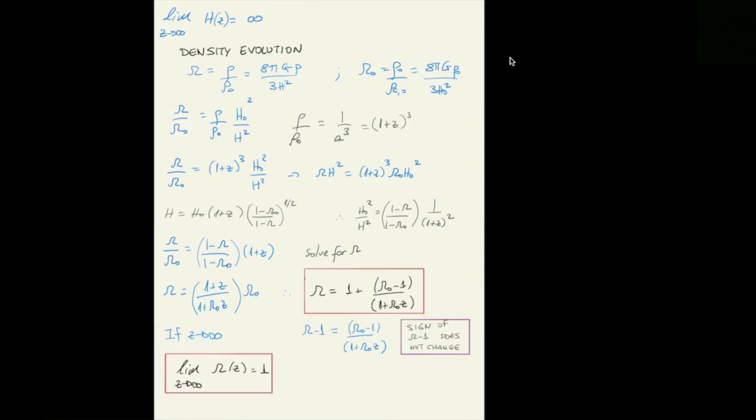Now, this tells you something very important about the early universe. No matter if the universe is open or closed, the early universe was essentially flat. This last result allows us to simplify several equations in cosmology for the early universe by simply setting the curvature term equal to 0. So these are the two conclusions that we can derive from the evolution of the density. The sign of the curvature does not change, and the early universe is essentially flat.